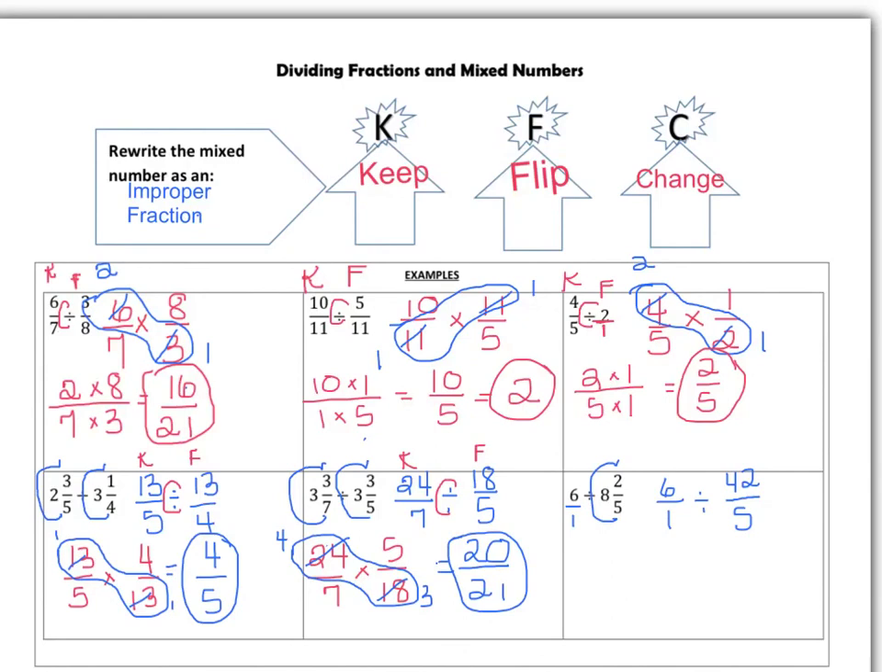But we K, F, C, or keep the first fraction, flip the second fraction, change that division to multiplication. Cross reduce if we can. Sure hope we can reduce that 42, and what do you know? We can. 6 will go into itself once, and into 42 7 times. Across the top, we have 1 times 5, which is equal to 5, and 1 times 7 across the bottom for that denominator, and that is 5/7.